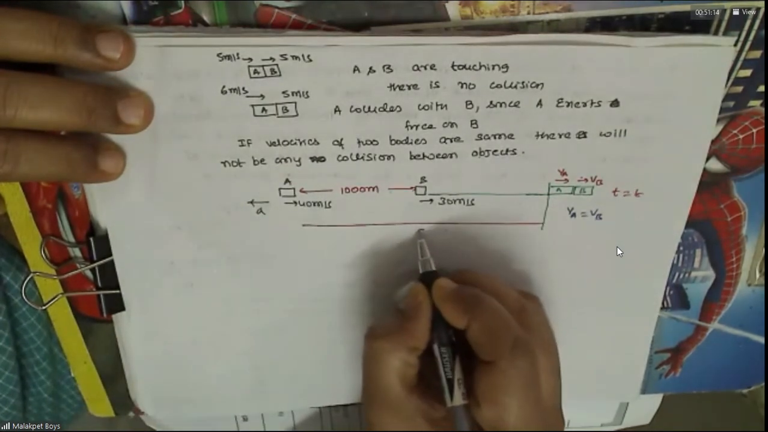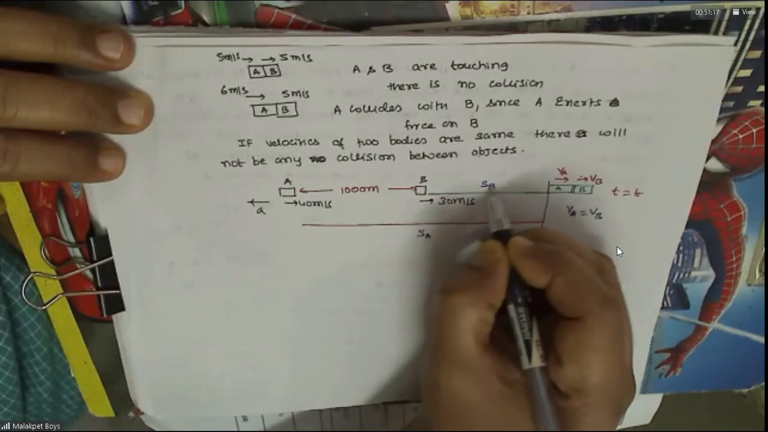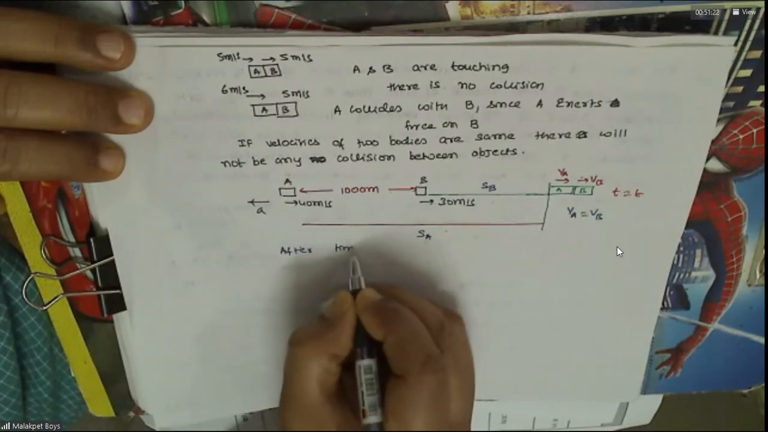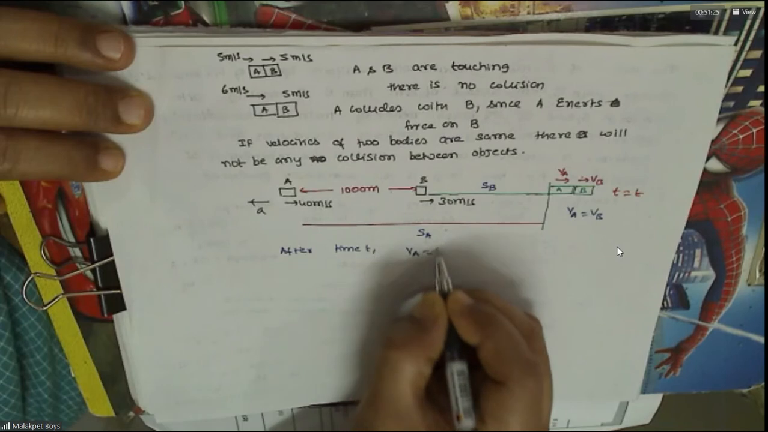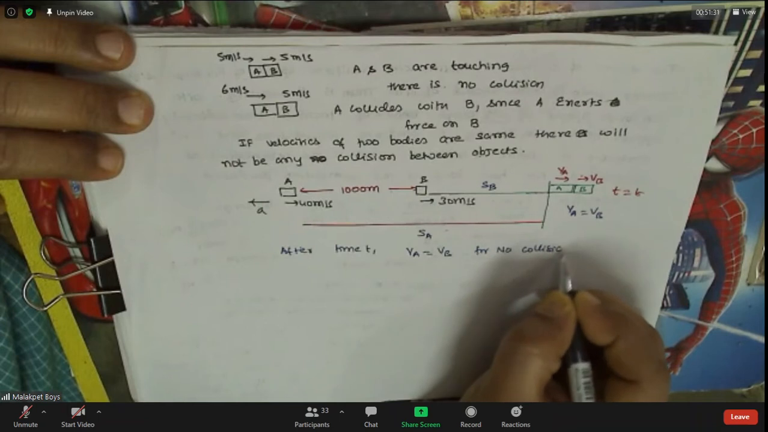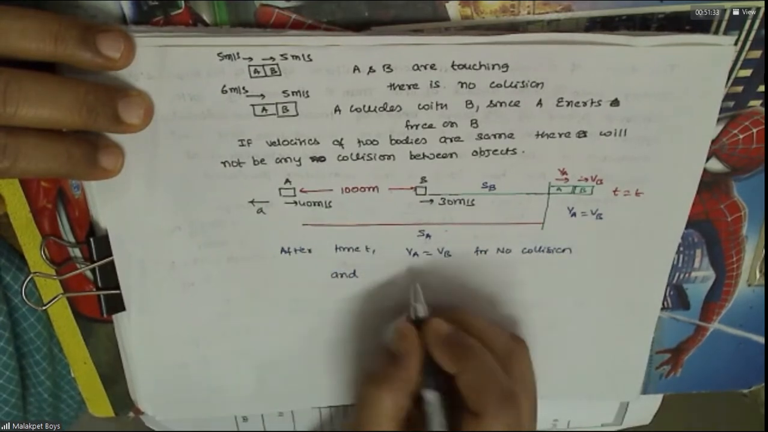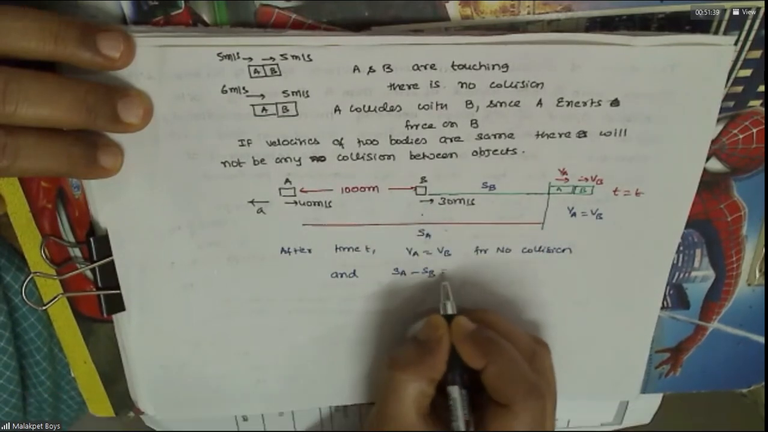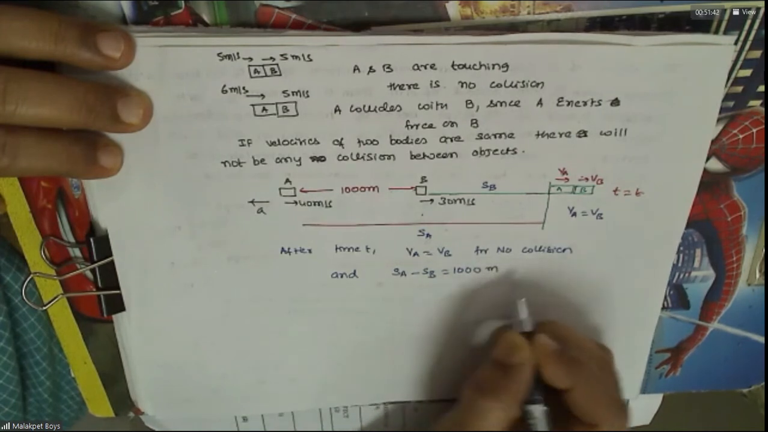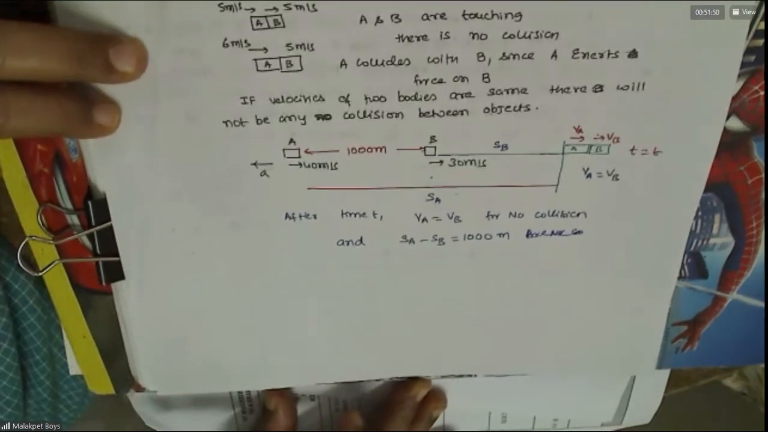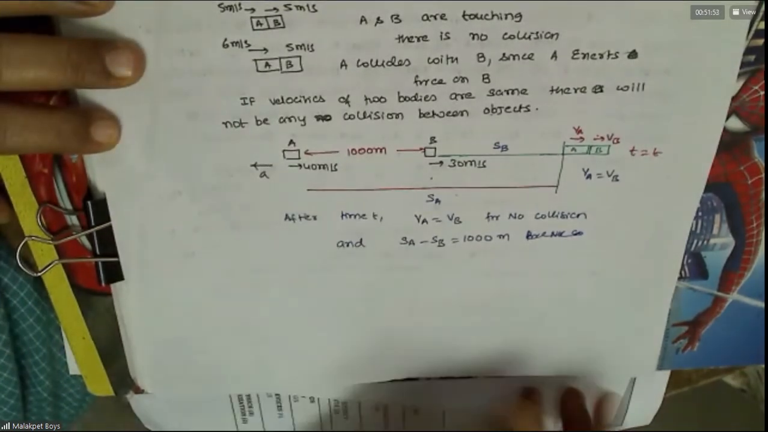So this is the distance traveled by A, this is traveled by B. First thing is, after time T, velocity should be the same for no collision. And what is the other condition? The distance traveled, SA minus SB, should be equal to 1000 meters. Do you agree? Any doubt till here? So we found VA, VB now.